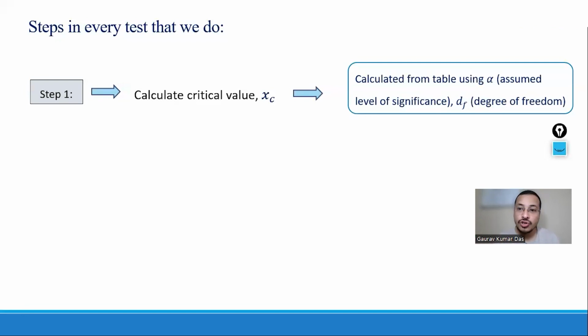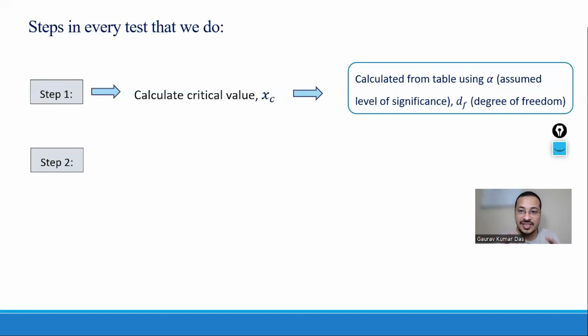Alpha is something we assume, right? Degree of freedom is something which we calculate from the data itself. Okay. So if you remember, while calculating the standard deviation of a sample, in that lecture I told you, we divide it by n minus 1, right? We use n minus 1 for sample standard deviation. That n minus 1 is actually degree of freedom. So degree of freedom is calculated from the sample data, because it's number of data points minus 1. That is how degree of freedom is typically calculated.